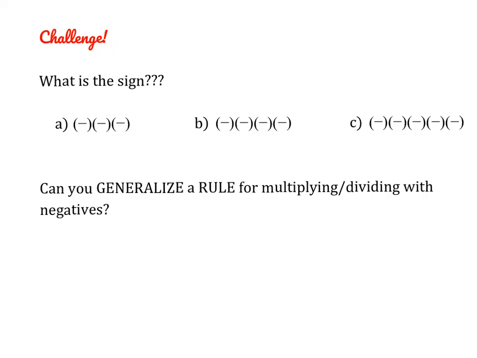Here's a little challenge problem for you. I'm wondering if you can figure out what the sign would be if you have a negative times a negative times a negative. And then what if you're multiplying 4 negatives, and what if you're multiplying 5 negatives? See if you can figure out a general rule. See if you can then generalize a rule for multiplying and dividing with negatives. I'll give you a second to think about that.